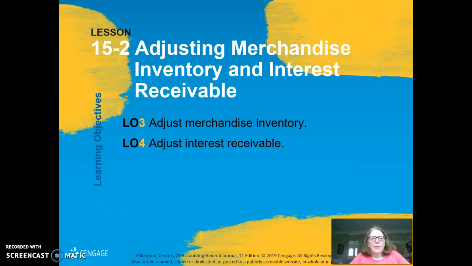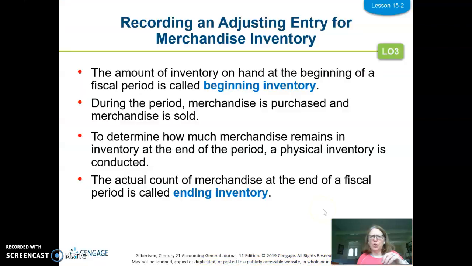So we are going to continue on making some more adjustments for a corporation, and the two adjustments that we're going to make this section are new ones for you. The first one's going to be merchandise inventory, and the second one is going to be interest receivable, and they're going to behave a little different than the ones that we've always known, where we debited an expense and credited an asset. So these are going to be different. So you might want to take a few notes on this one for sure.